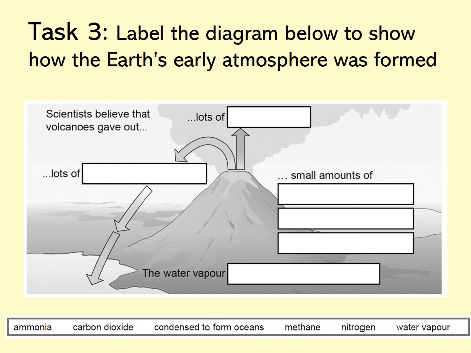Alright, on to task number 3. Here is a diagram of a volcano. Now, imagine that this is a volcano, part of a massive chain of huge mega volcanoes that form part of the crust of the early Earth, constantly erupting, forming new bits of land as the lava cooled, making igneous rocks, but it's spewing all of these gases out. So I want you to try and label these empty boxes using these words down below. We've got ammonia, carbon dioxide, condensed to form oceans, methane, nitrogen, and water vapor. Okay, so these words need to go somewhere in these boxes.